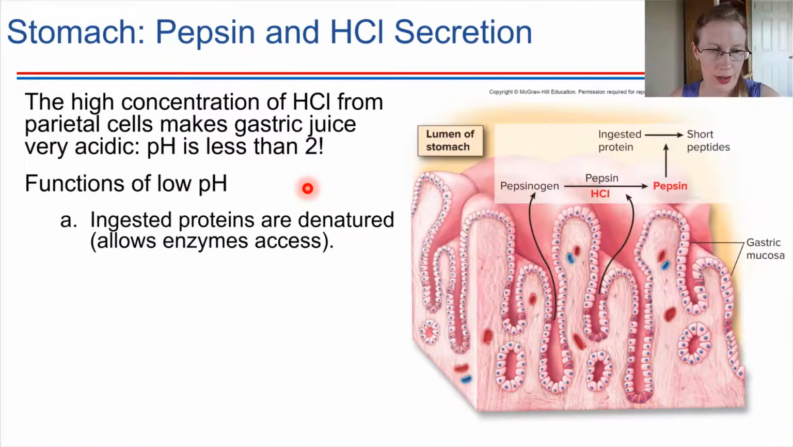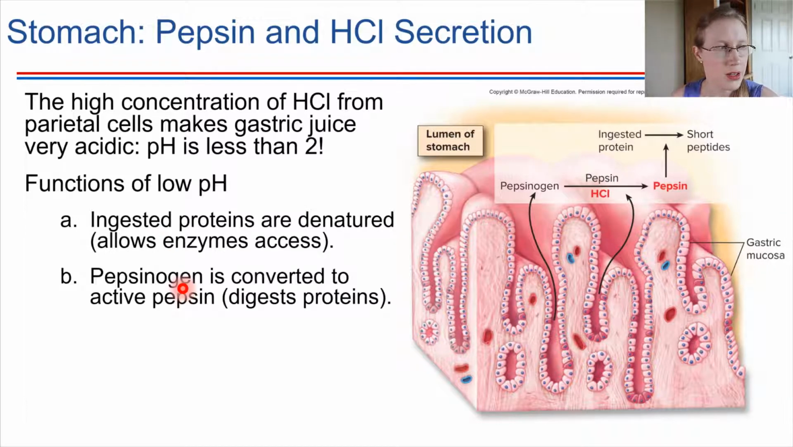some other important things. It causes proteins to denature. We're familiar with this. We had a lab on this earlier in the semester. We can use heat to denature proteins, or we can use low pH. We can use acids to denature proteins. So this is one of the key things. It causes proteins to unfold, and then that allows enzymes to have access to the peptide bonds. And the enzyme that is involved in protein digestion is pepsin.